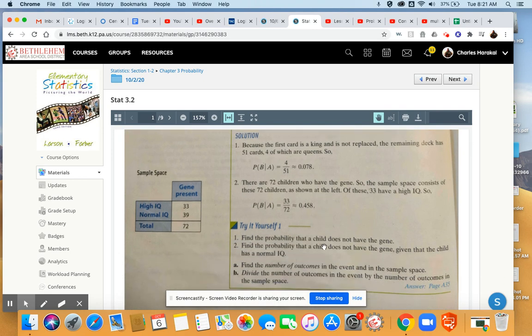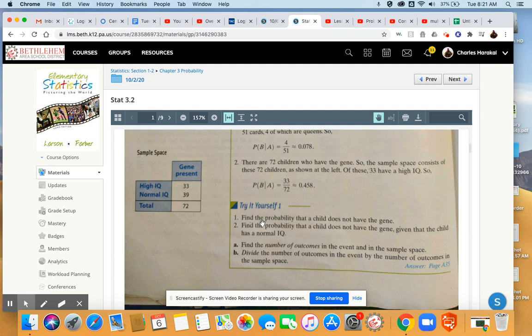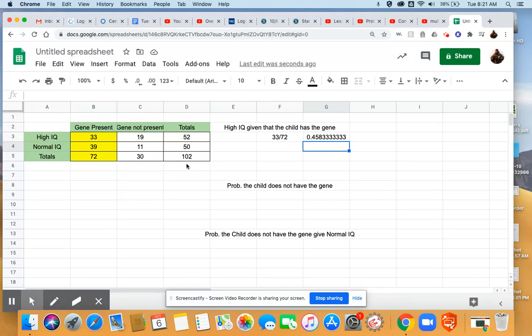So let's jump down here to the try it yourself problem, which gives us 2 more examples. Find the probability that the child does not have the gene. The key to that statement is they did not give us any kind of a conditional. They simply told us to find the probability that the child does not have the gene, which means we're looking at all of the children in total. So how many total do not have the gene? 30. How many children total in the study? 102.